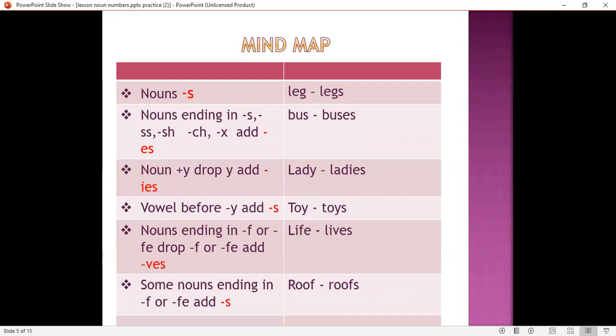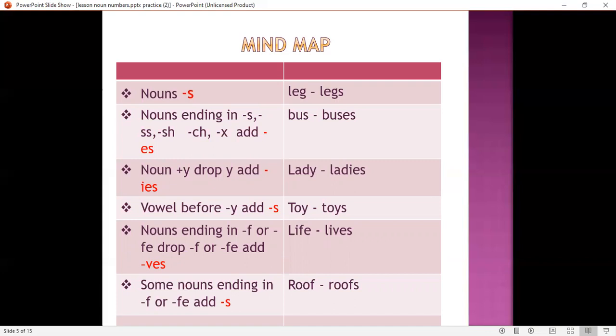Now, let us quickly revise all the rules that we have learned in our previous lesson with the help of a mind map. So, our rule number 1 is most of the nouns make their plurals by simply adding s in the end. For example, leg, legs. Rule number 2. If the nouns are ending in s, double s, sh, ch, or x, we will add es. For example, bus will become buses.